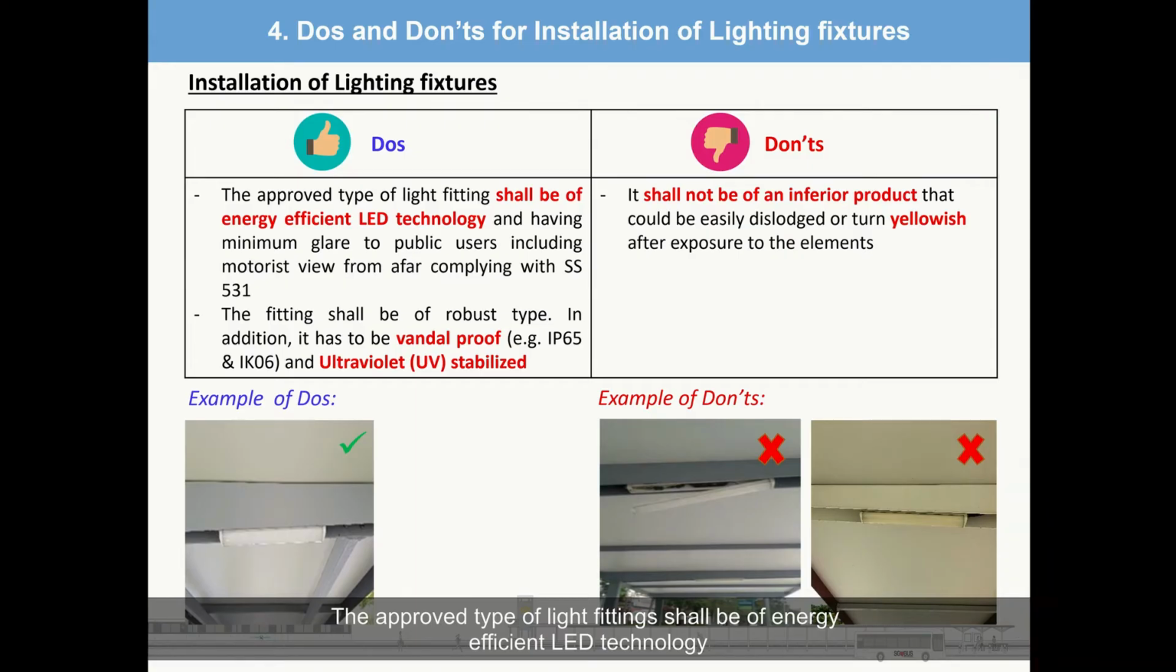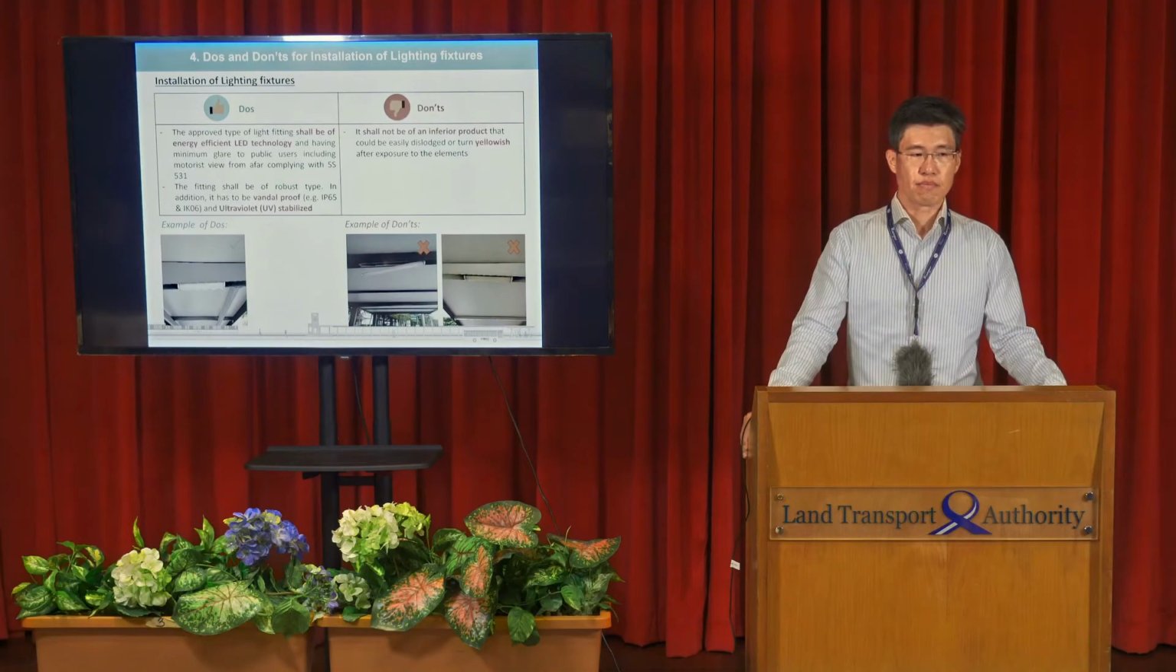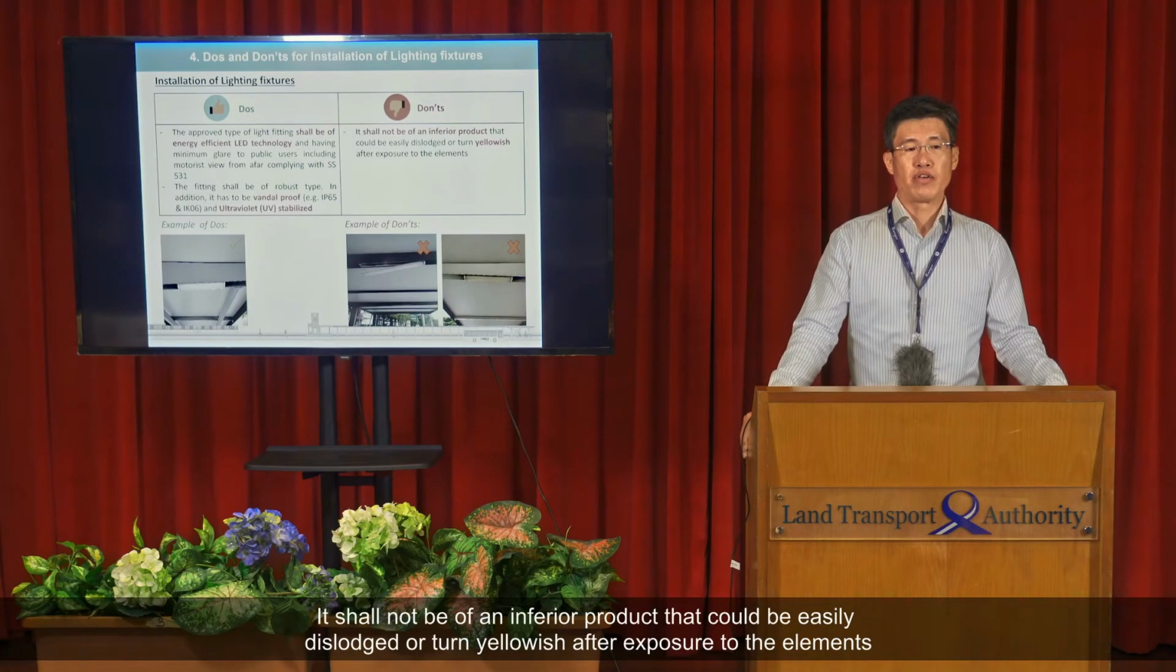The approved type of fitting shall be energy efficient LED technology and have minimum glare to the public, including motorists' view from afar, complying with SS531. The fitting shall be robust type and has to be rainproof and UV stabilized. It shall not be of an inferior product that could be easily dislodged or turn yellowish after exposure to the elements.